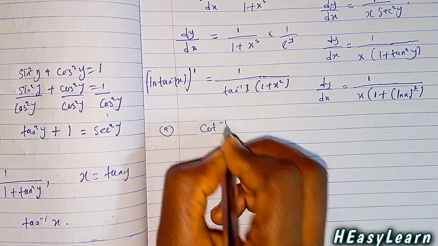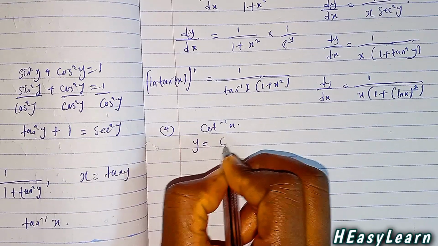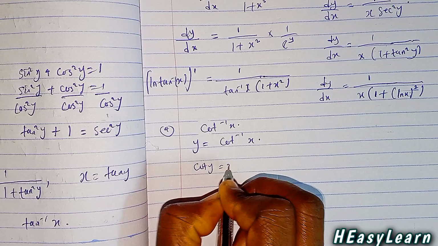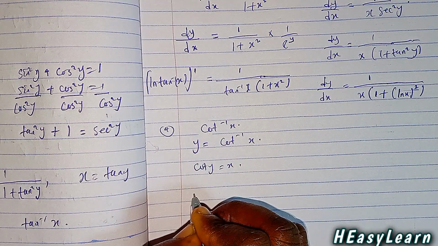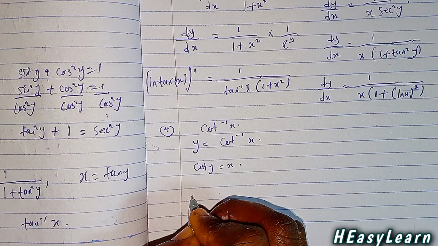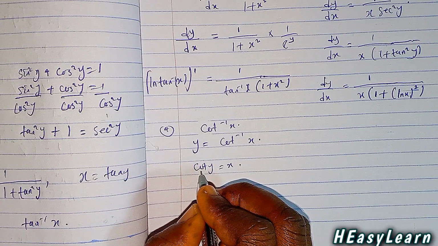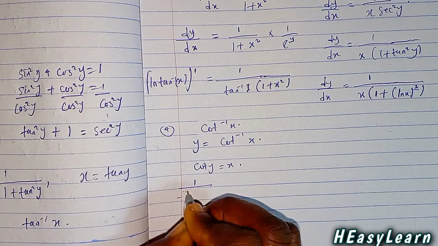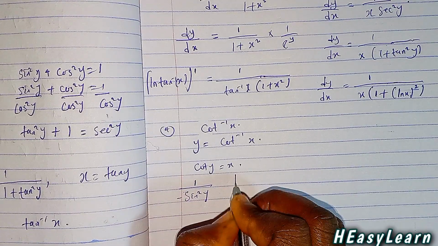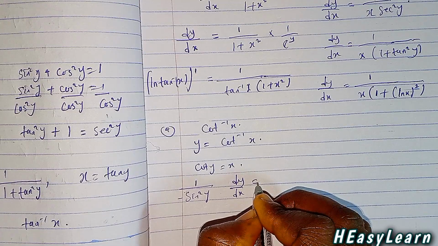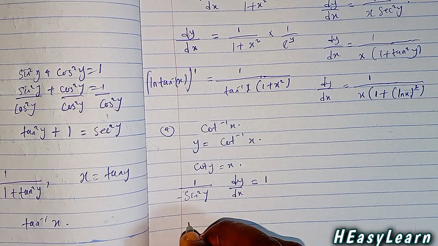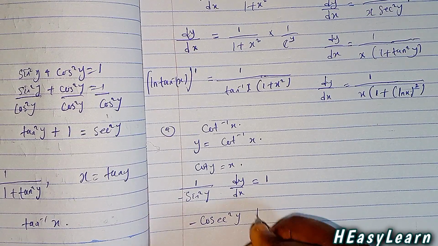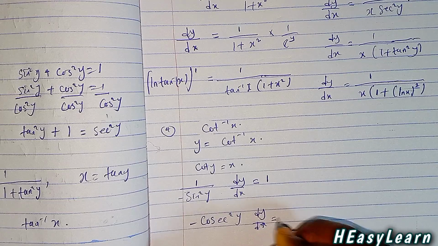Given the function cot inverse of x, first let y equal cot inverse of x. Take cot of both sides. Cot y is equal to x, an implicit function. Differentiate both sides with respect to x. What is the differential of cot y? The differential of cot y is minus cosec squared y, that is 1 over minus sin squared y, times dy/dx. What is the differential of x? It is 1. This is the same thing as minus cosec squared y dy/dx equals 1.